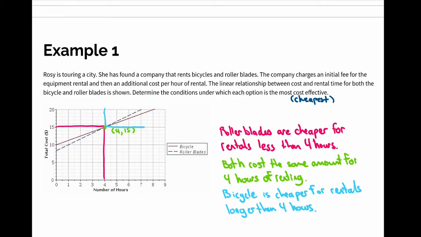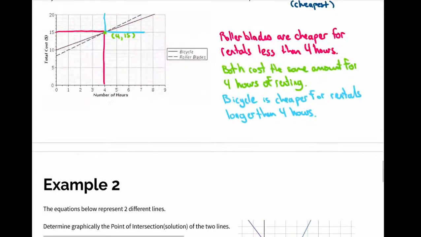One dealing with the situation before we get to the point of intersection, the point of intersection itself, and then one after the point of intersection. So again, those are our three scenarios. Again, similar to that word problem, or the amusement park one that we just talked about.